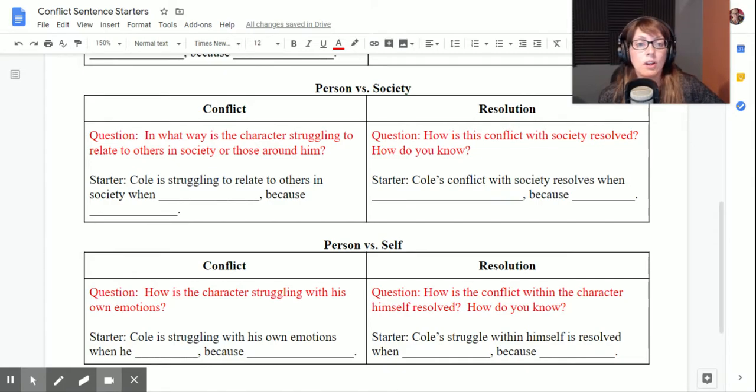How do you know? Cole's conflict with society resolves when? So what happens? Where the conflict is actually done. And then how do you know that actually solves the problem? So again, this might be one where there isn't exactly a resolution yet, but maybe you can make a prediction about how it might resolve. And tell me, how would that fix the problem?